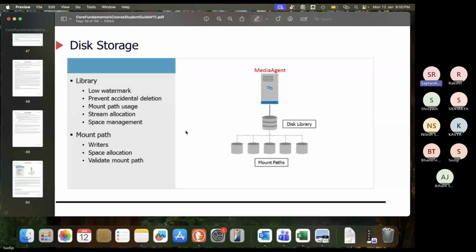I just have one question, sir. For watermark, can we consider that as sort of a threshold that we set up? Yes, that's correct.